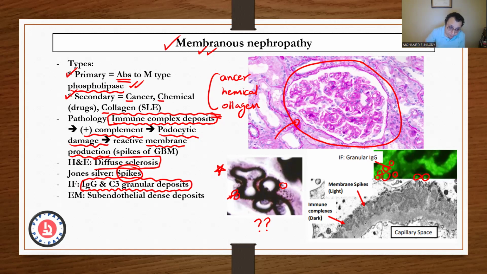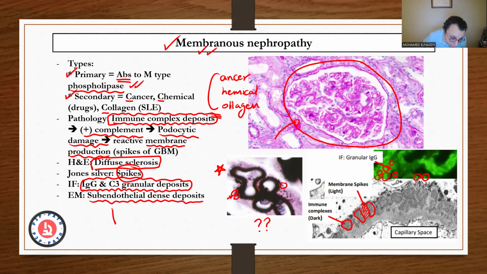On H&E, you have diffuse sclerosis, diffuse thickening of the membrane, and on electron microscopy, you will see the immune complex deposits. See, here it is. These electron dense areas are the immune complex deposits. And in between these immune complex deposits, you will see the spikes, the membrane spikes, or the reactive deposition of the membrane, which happened due to the chronic damage. They call it subendothelial dense deposits.